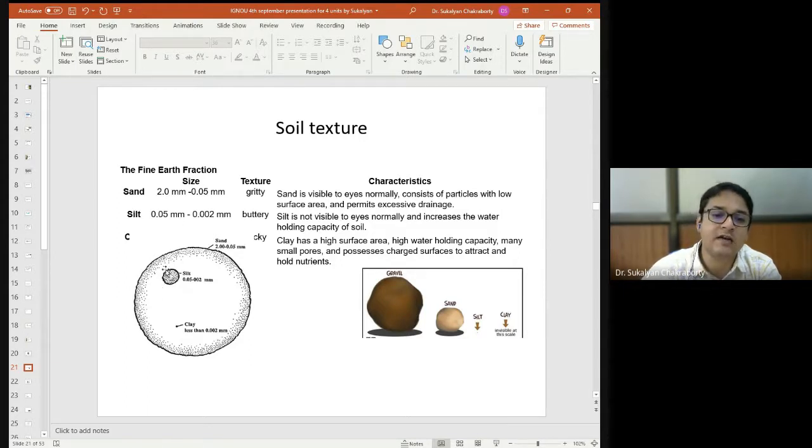Then if you see silt, the particle size of silt is quite big compared to clay. It is 0.05 to 0.002 millimeter. And sand, you can see how big the size is compared to clay and silt. So when you pick up sandy soil in your hand, you find it very coarse. So the particle size of the soil particles determines the texture, and not only that, it determines the porosity and permeability within that soil mass.